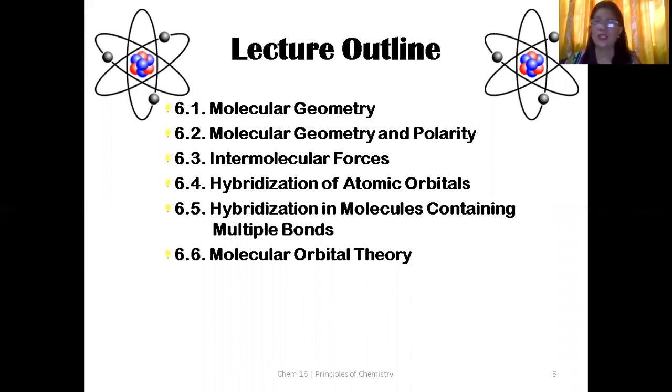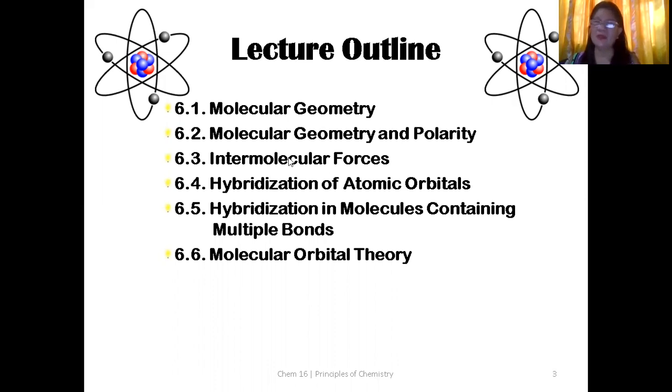What is the outline of this course? Of course, we are going to describe what molecular geometry is. Molecular geometry has something to do with the shape of the molecule, how it is formed and how it looks. At the same time, we are going to discuss molecular geometry and polarity. Then the IMF, that is the intermolecular forces. This is a kind of bond which has something to do with nonpolar compounds.